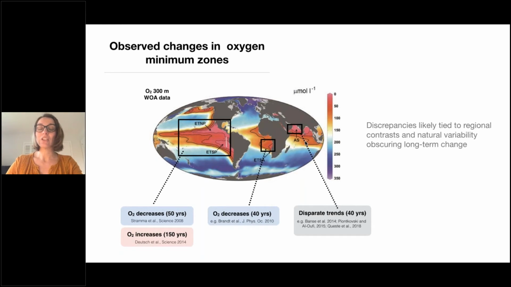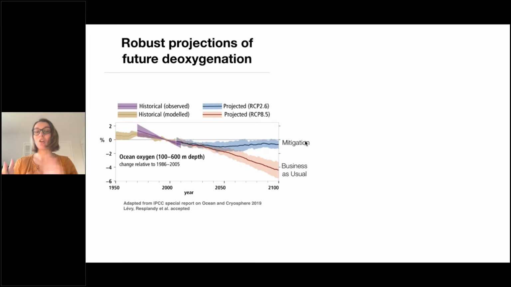But what I want to focus on here is what can we learn from models, which cover a longer range and go into the future. And so here I show you a figure from the latest IPCC report 2019 on ocean and cryosphere that showed a change in ocean oxygen at those intermediate depths in those models over the historical period, which is within the observed changes, but also into the future. And if we focus on that business as usual scenario, you see a decline of about 5%. That is relatively robust across models for the global intermediate layer of the ocean.